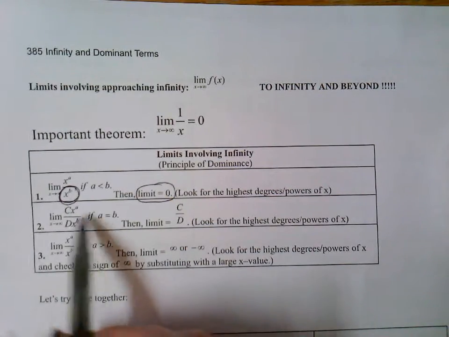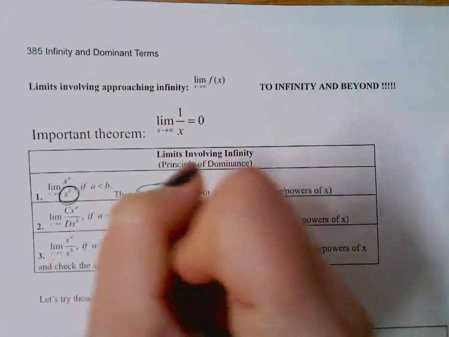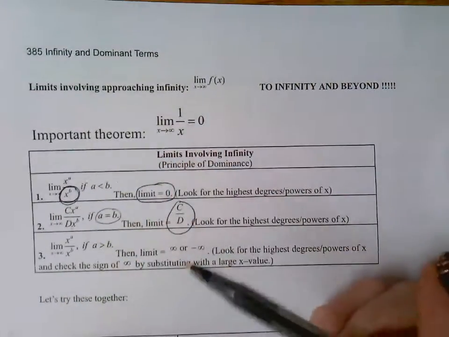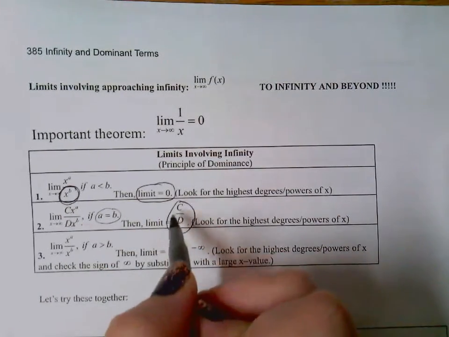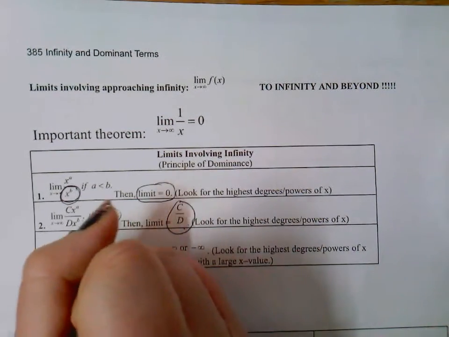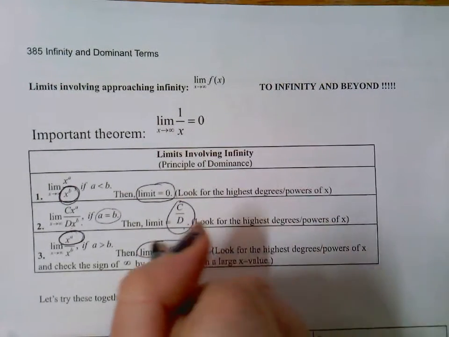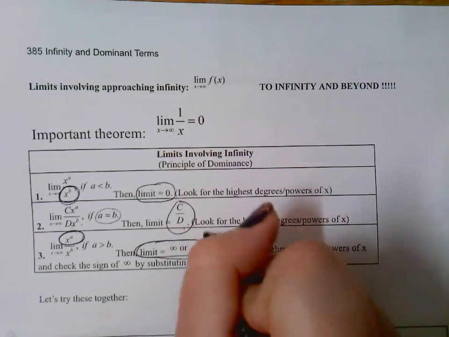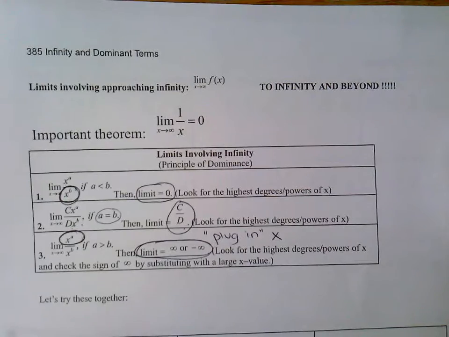What if the powers are equal, like a cubic function divided by a cubic function? If the powers are equal, you strip the coefficients. So this is like 2x cubed over 3x cubed. The limit is going to be 2/3. And lastly, if the numerator wins, then the limit is either positive or negative infinity, and we have to plug in, I'm going to put that in quotations, plug in a value for x.